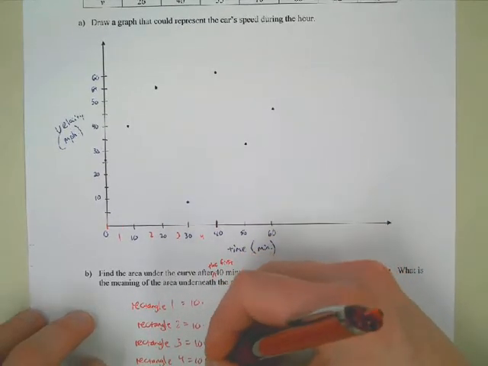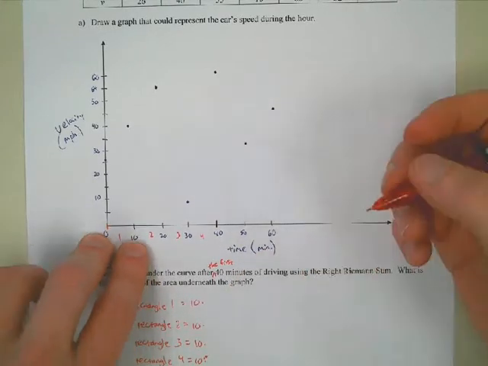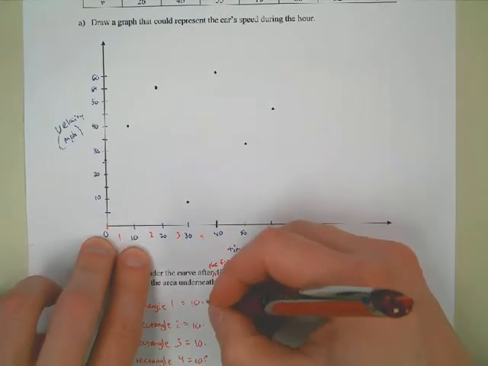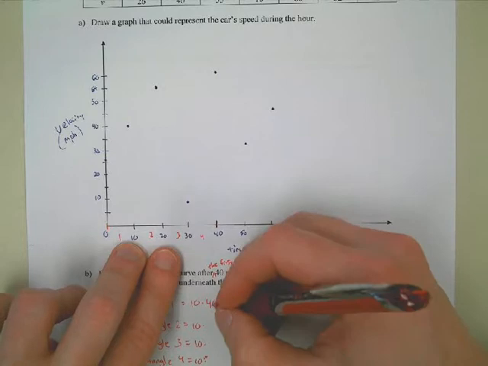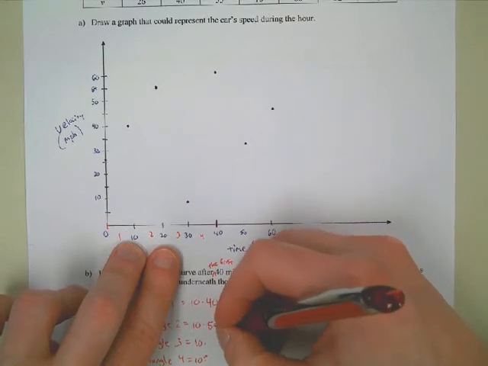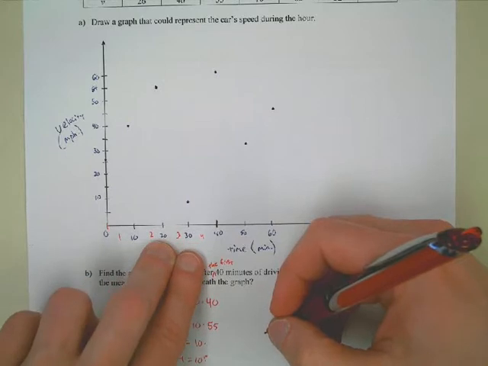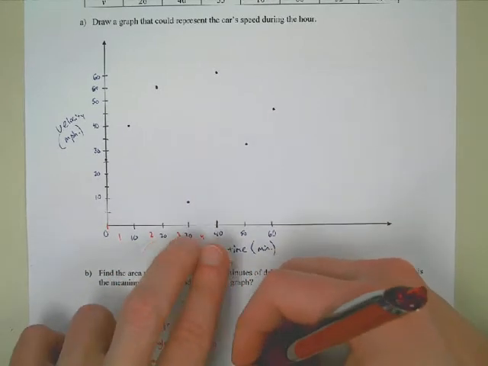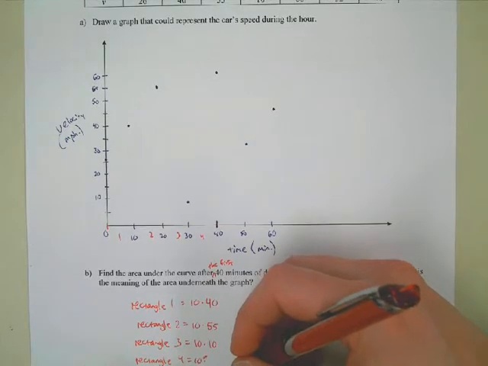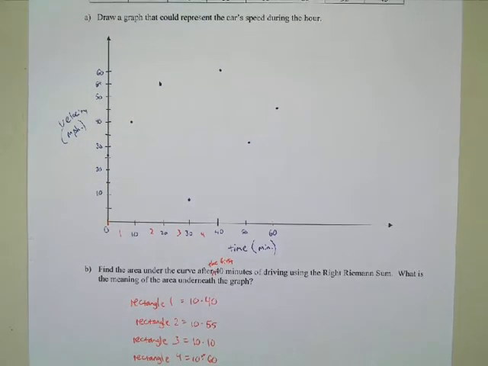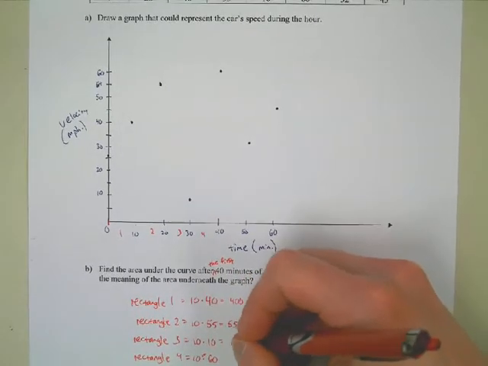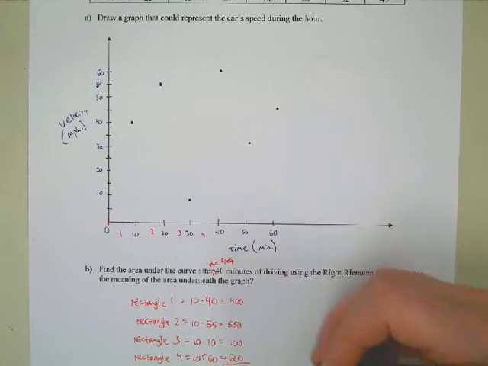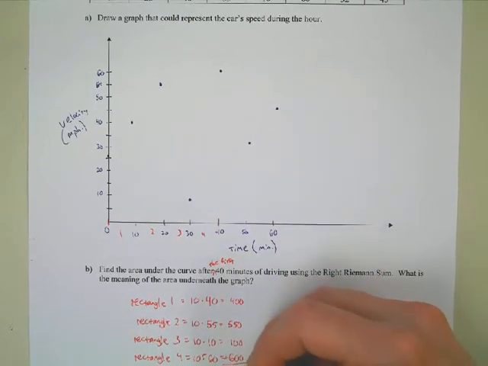And for that first rectangle, since we're using a right Riemann sum, what's going to be the height of that first rectangle? 40. And then for the second rectangle? 55. 55 is the height at 20 minutes, that's right. For the third rectangle, 10. And then for the fourth rectangle, 60. So we get 400, 550, 100, and 600. If we add those all together, we get 1,650.